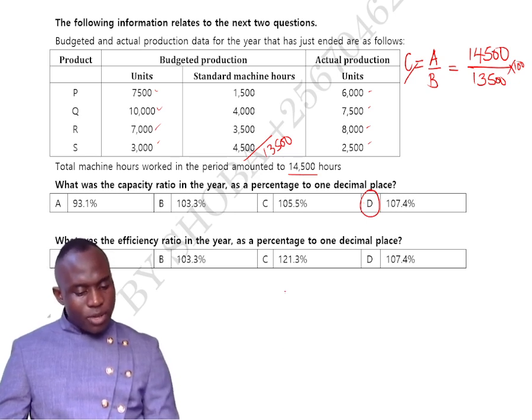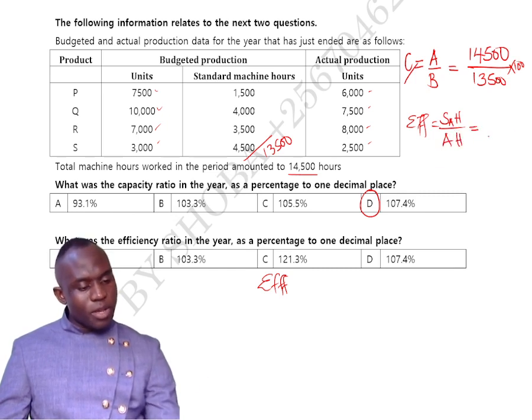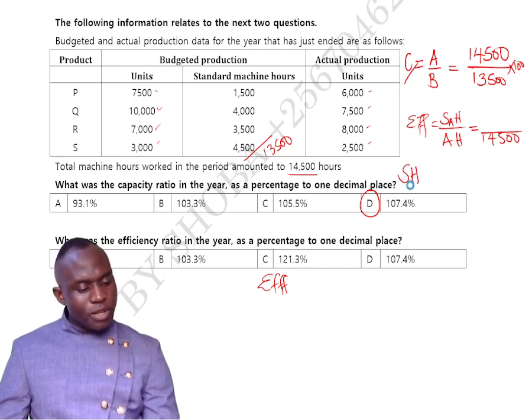They want us to calculate efficiency, but efficiency is standard hours for actual units divided by the actual hours. So we have the total actual hours. It is 14,500. So we need to get standard actual hours. But what is this? We said this one means standard time per unit times actual units.